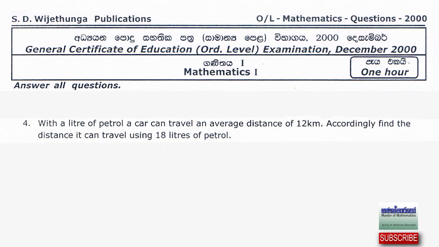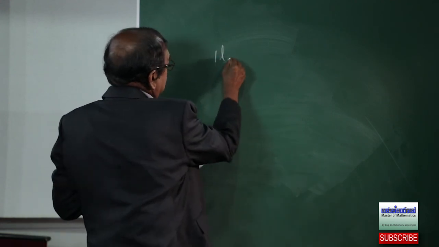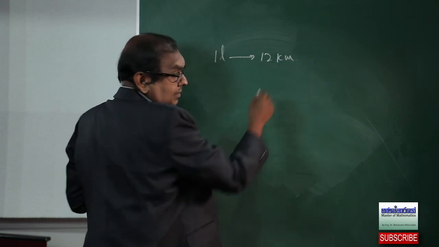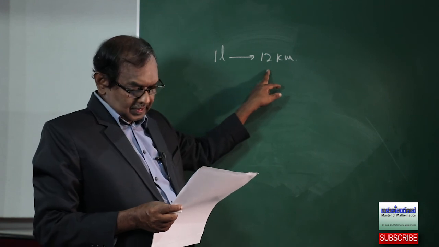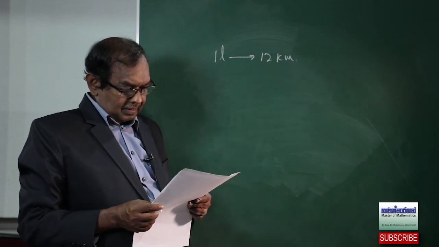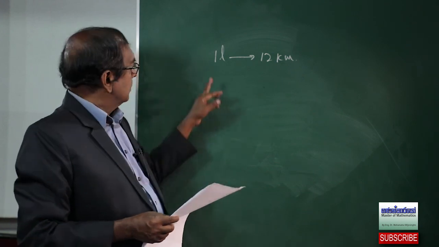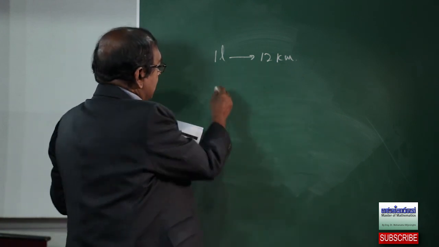Then we turn to the fourth question. With a liter of petrol, a car can travel an average distance of 12 km. Accordingly, find the distance it can travel using 18 liters of petrol. This mentions that with 1 liter of petrol, a car can travel an average distance of 12 km. By using 1 liter, the car can travel 12 kilometers. Then the question is to find the distance it can travel using 18 liters of petrol. For 1 liter, 12 kilometers, then for 18 liters.